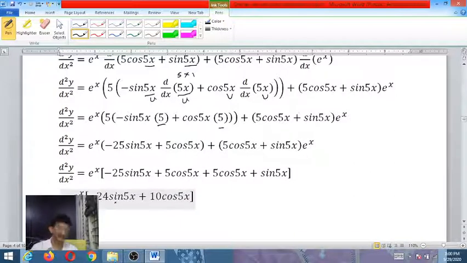Here again we can take e power x as a common factor. We are left with this one. Now look at here, minus 25 sin 5x plus sin 5x. It is minus 25 plus 1, minus 24. 5 cos 5x plus 5 cos 5x, 10 cos 5x. That is the final answer. Okay.